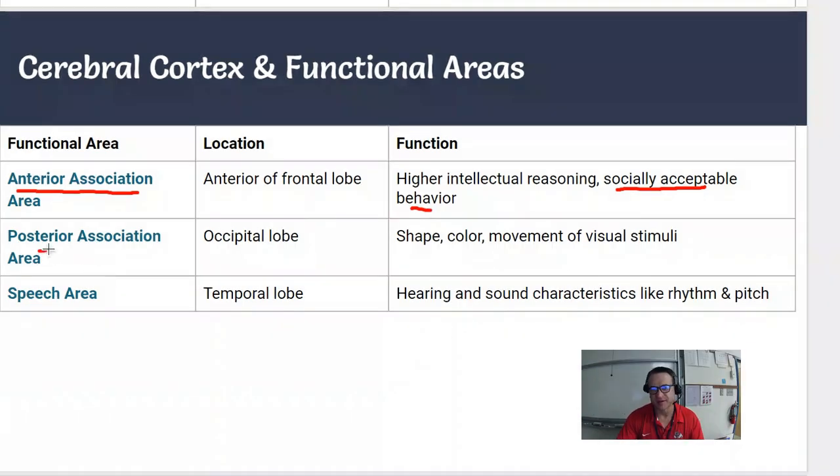Then they have what's called here the posterior association area, typically called the visual association area. So we're going back here to the occipital lobe. The primary visual cortex is right here in the very back of the occipital lobe, and just anterior to that is the visual association area or posterior association area. That's where it's going to look more in depth at the shapes and the colors that you're looking at.